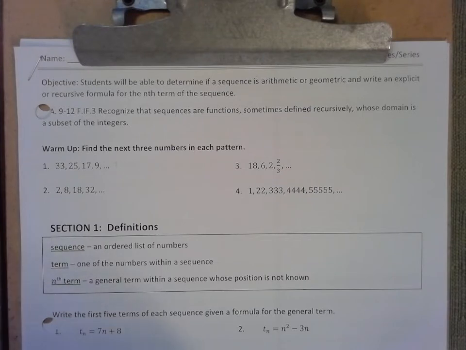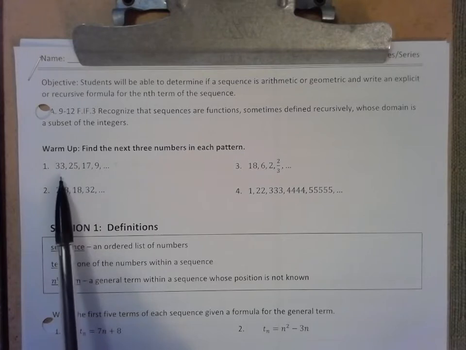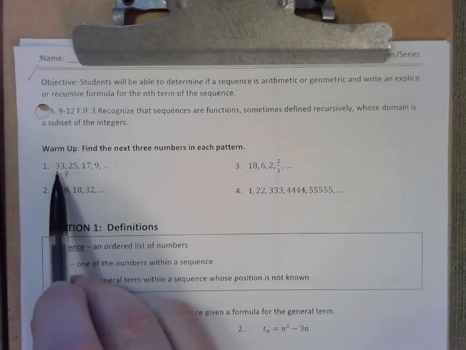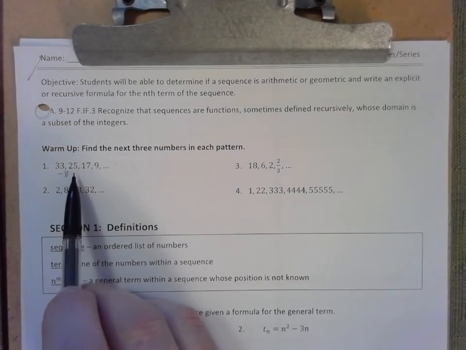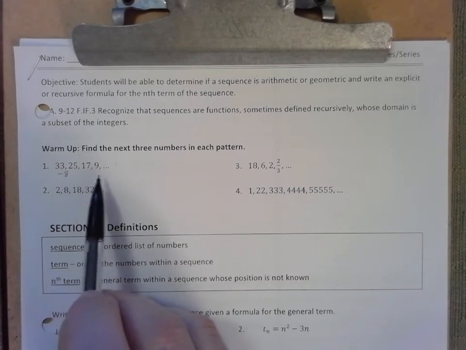The first thing I notice is they are decreasing, but how are they decreasing? I'm thinking back to when I learned about this in algebra. This is something called a constant decrease or a linear pattern. Well, each term is 8 less than the previous term. If I subtract 8 from 33, I get 25. If I subtract 8 from 25, I get 17. And so on and so forth.